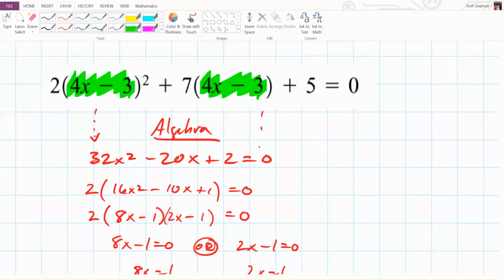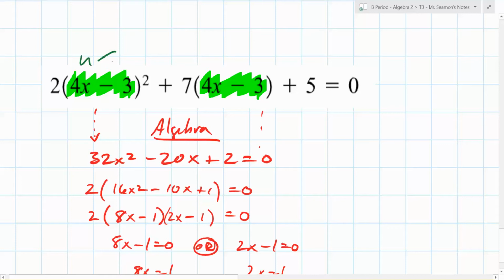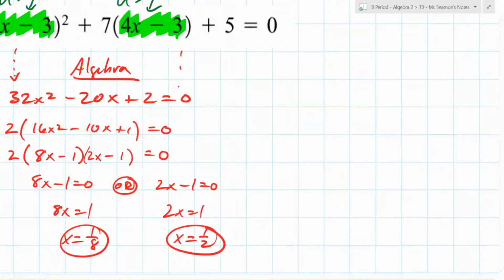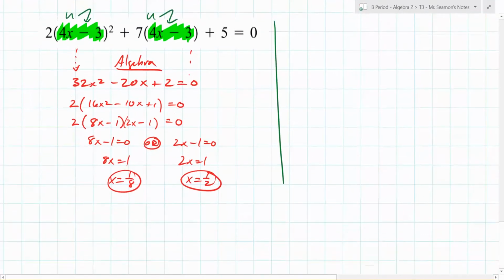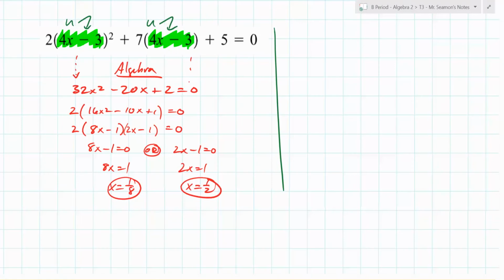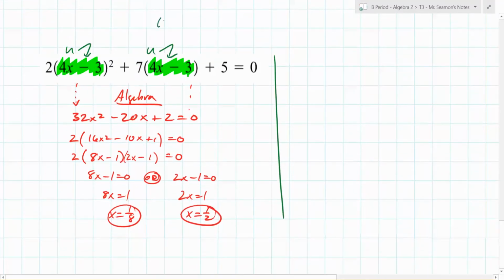So ready? I like using the letter u. I'm going to let u equal this. I can do that substitution as long as I substitute back. So u is equal to 4x minus 3. If u is equal to 4x minus 3, what does that equation turn into? 2u squared plus 7u plus 5 is equal to 0. Oh, can we factor this?